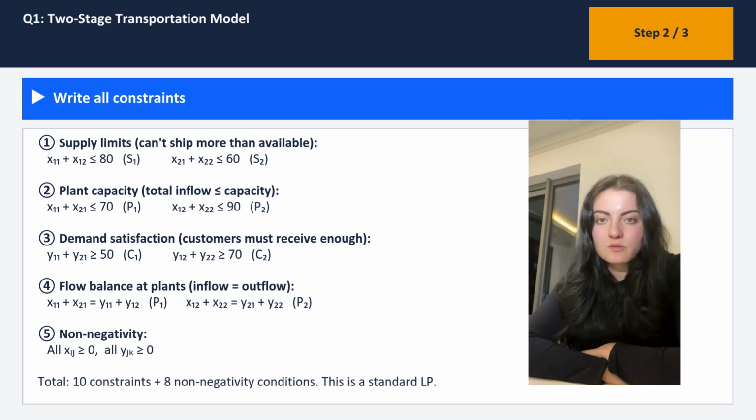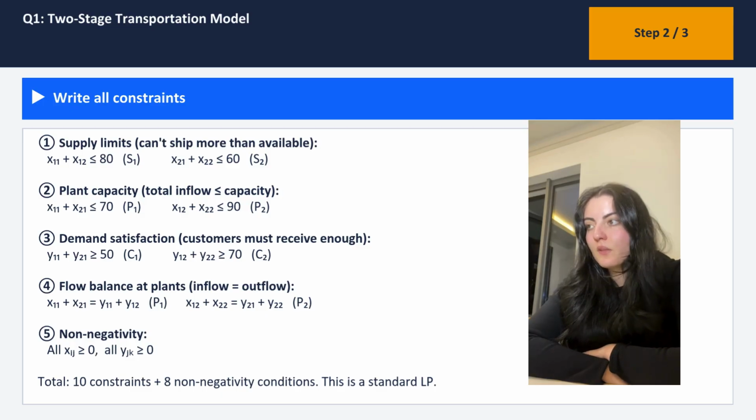First, we have supply constraints, which mean that each supplier cannot ship more than the amount it has available. Second, we have plant capacity constraints, which ensure that the total inflow to each plant does not exceed that plant's processing or handling capacity. Third, we have demand constraints, meaning that the customers must receive enough product to meet their demand.